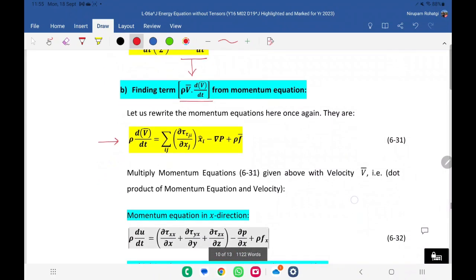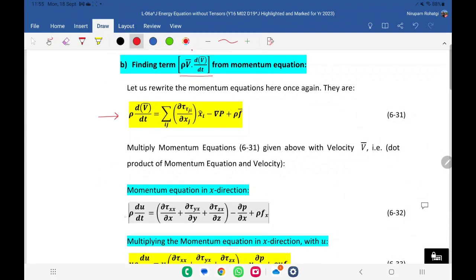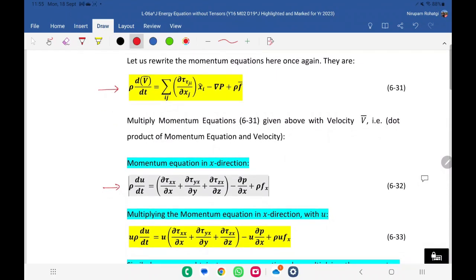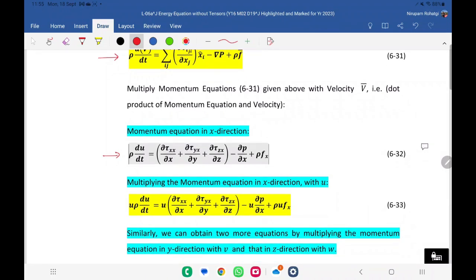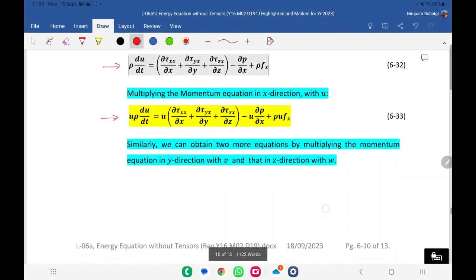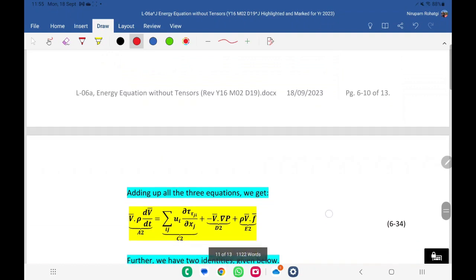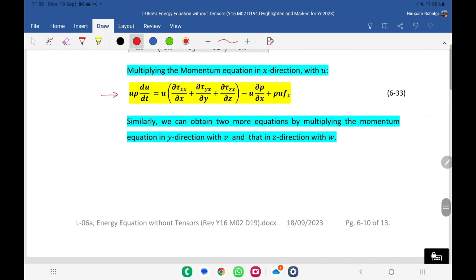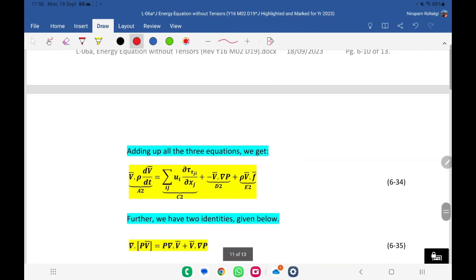Now what do we do? We take the x component of it. We know this momentum equation. The x component of it multiplied by u on both sides, you get this. Similarly, you can obtain the other two equations. I have not written them here, but you can do that. And when you add up, you get this.